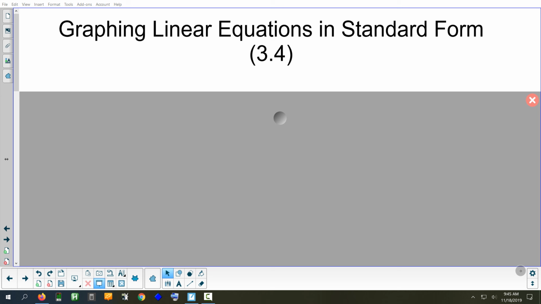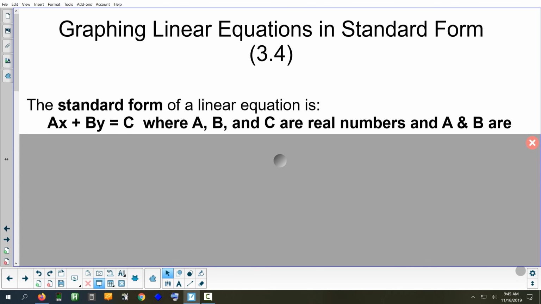Okay, so the first section we're going to look at this week is 3.4, and it's on graphing equations that are written a little bit differently than y equals mx plus b. They're going to be written in what we call standard form. All right? So it's still a line, it's just a different way of writing it. So I'm going to show you guys how to graph it.